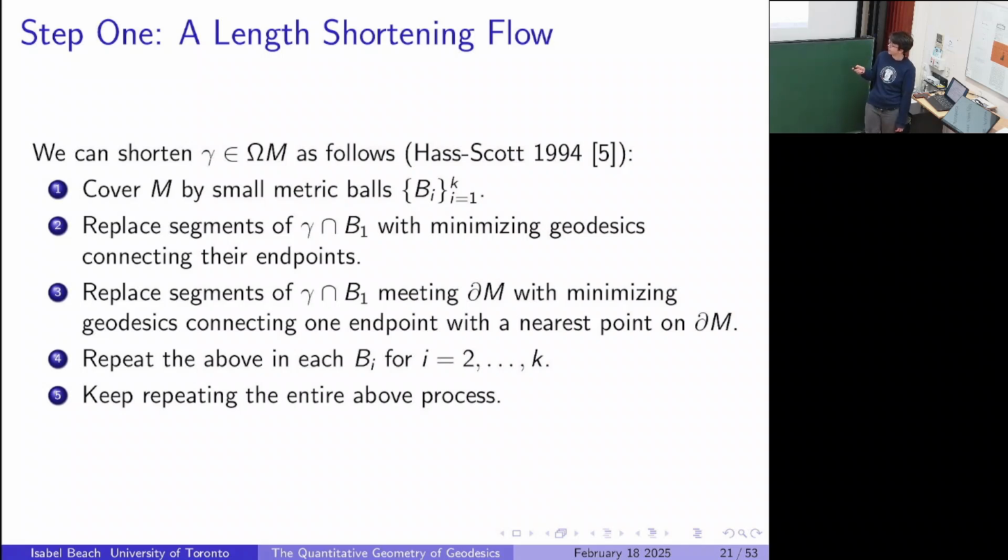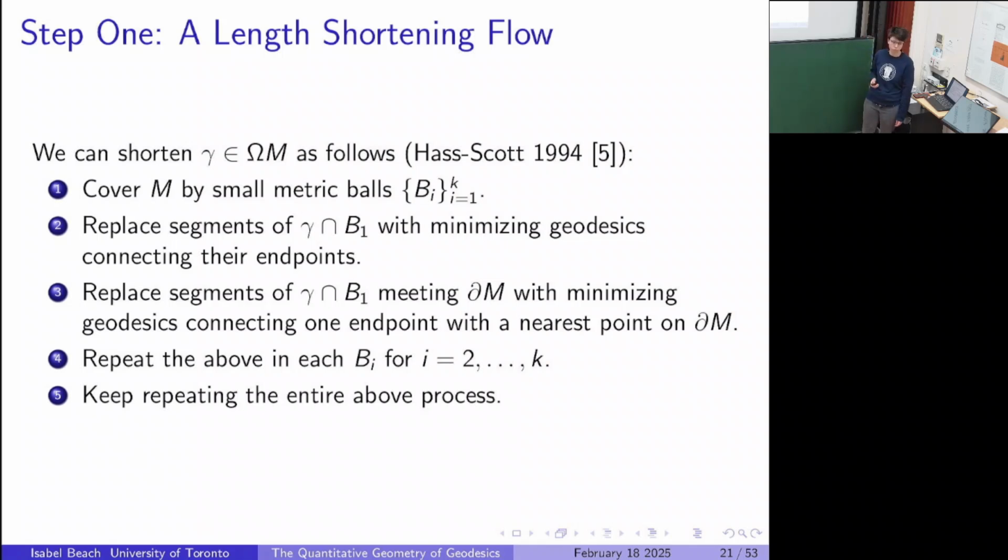And then you look at any segments of that intersection that meet the boundary, and you replace those with geodesics connecting that endpoint to the nearest point on the boundary. And I'll show a picture of that, which I think explains it more clearly. So this is just done on the first ball, and then you go on to the second ball, third ball, up until you've exhausted all the balls. And then you repeat the entire thing ad infinitum. And eventually you should be getting a subsequence converging.